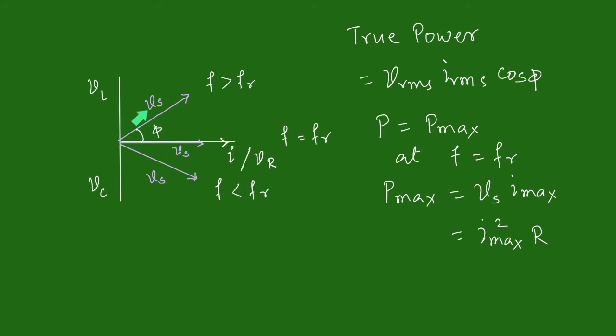circuit will go on increasing. In the same way, as the frequency of the applied signal decreases below Fr, again the phase difference between the applied voltage and current goes on increasing. This decreases the value of cos phi, and that shows that as the frequency of the applied signal changes from the resonant value of the circuit, the power consumed by the circuit goes on decreasing.